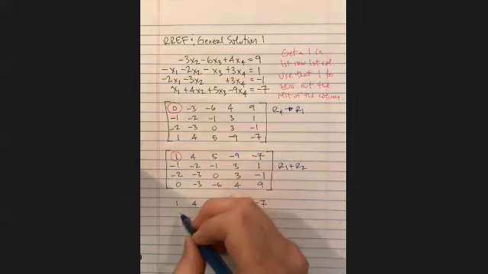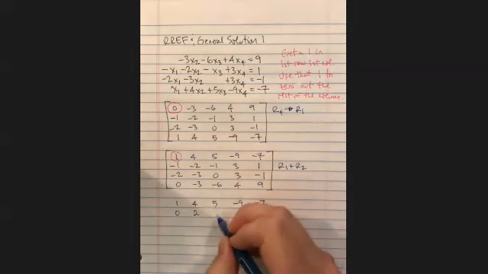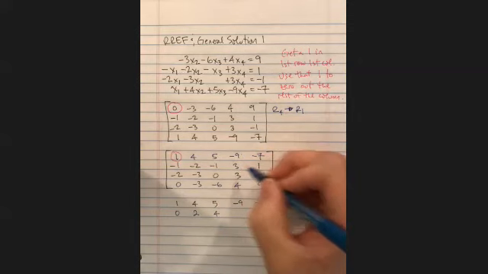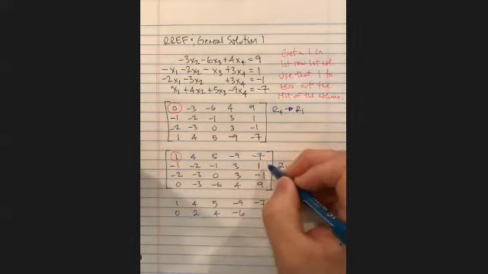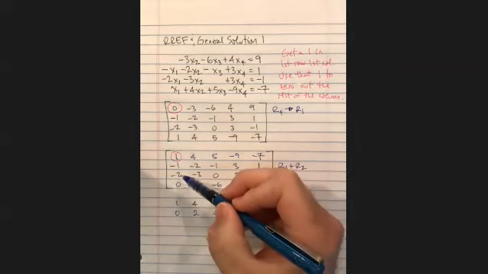So 1 minus 1 is a 0. 4 minus 2 is 2. 5 minus 1 is 4. -9 plus 3 is -6. -7 plus 1 is -6. And so I got that 0 there. In the first column, second row is now a 0. That's what we want. I have eliminated x1 from those first 2 equations.